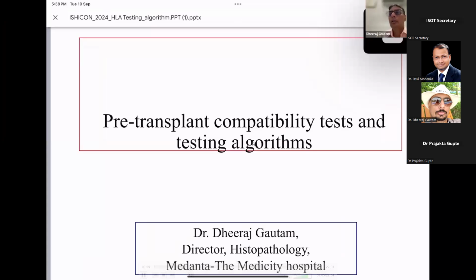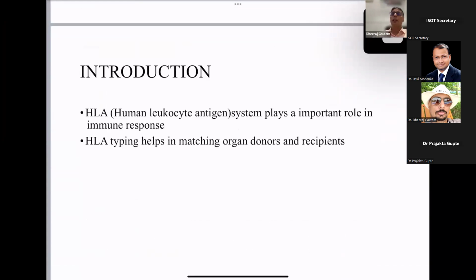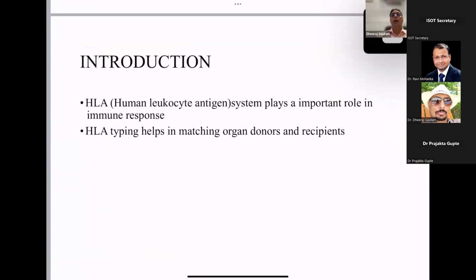Yeah, good evening, everybody. Today it is my third lecture, and I will be speaking on pre-transplant compatibility tests and the testing algorithm. The algorithm is very important here. So, the introduction: HLA, that is the human leukocyte antigen system, plays an important role in immune response, and HLA typing helps in matching organ donor and recipient.